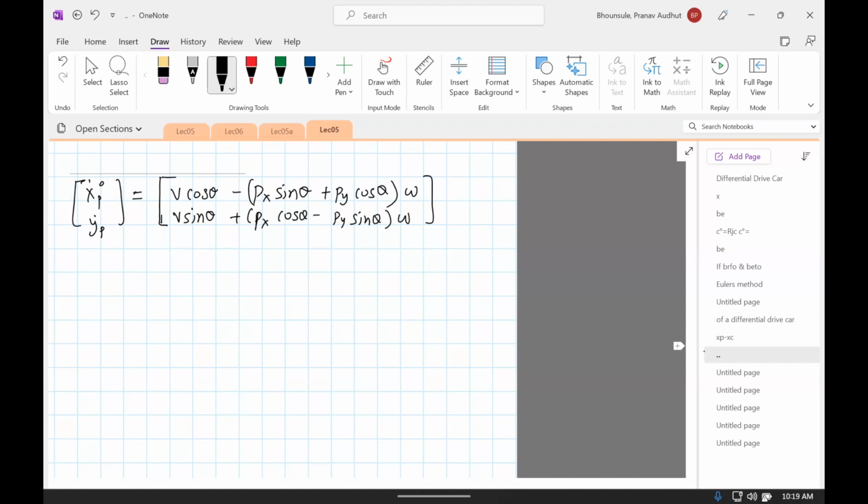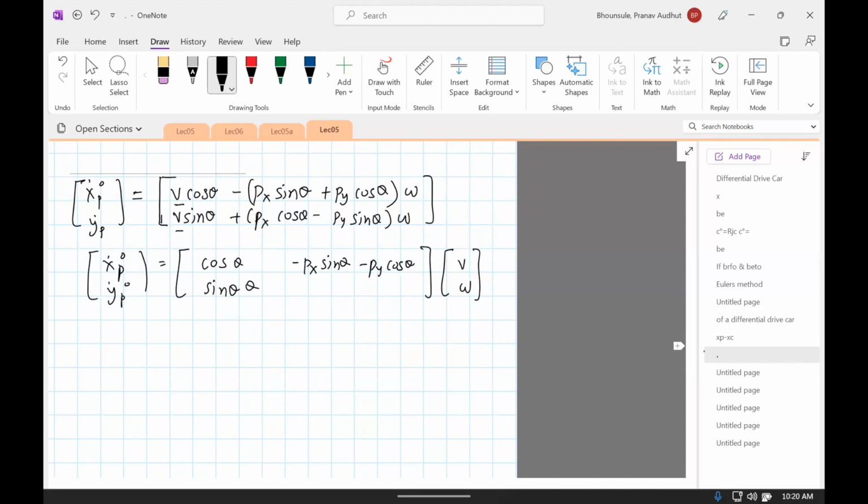So I'll do one last step, and this will be it. This is the final thing before we can use it. So cosine theta sine theta, I'm going to write it as a 2 by 2 matrix times v omega. So I just need to pluck out v and omega. So that will be minus px sine theta minus py cosine theta, and then px cosine theta minus py sine theta.